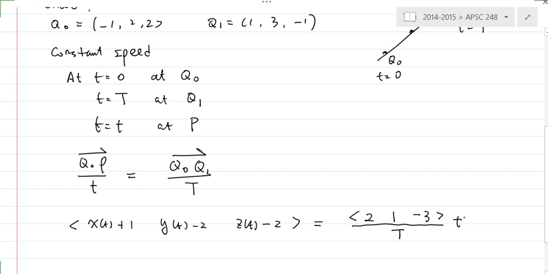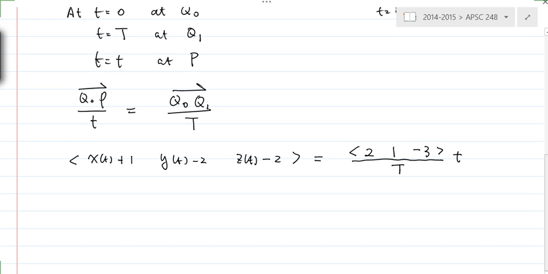Is that clear? Yeah. So now let's sort these things out. If you multiply the small t into the bracket, into this vector, so basically this is 2t, this is t, this is -3t, right? You have two vectors on both sides of the equal sign, equal to each other. Which means the component here should equal the component here, right?